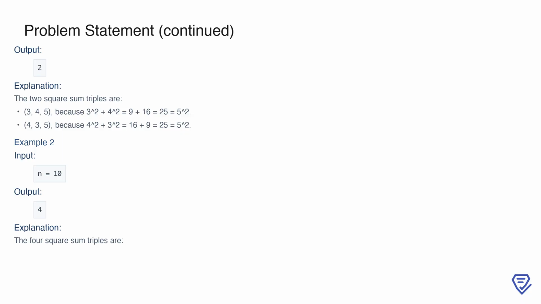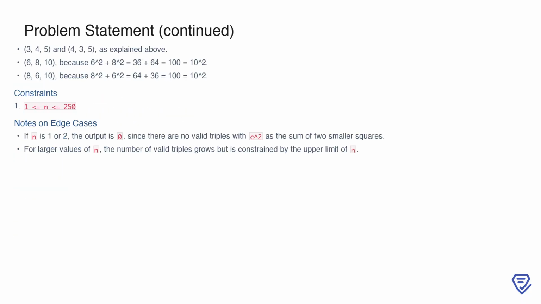Next, we can look at a larger example to see how the number of triples increases. In the second example, the input is n equals 10. The output is 4, because there are 4 valid square triples. The first two are the same as in the previous example, 3, 4, 5, and 4, 3, 5. Additionally, at this larger range, we now have 6, 8, 10, since 6 squared plus 8 squared equals 10 squared, and 8, 6, 10, which is the reverse of the previous pair.